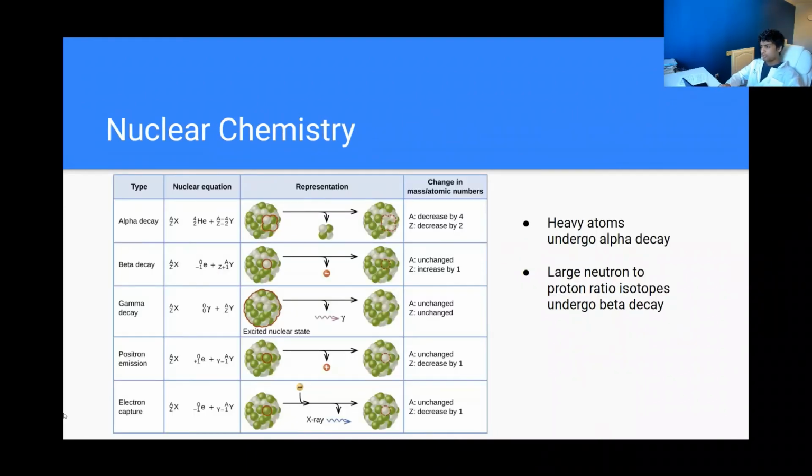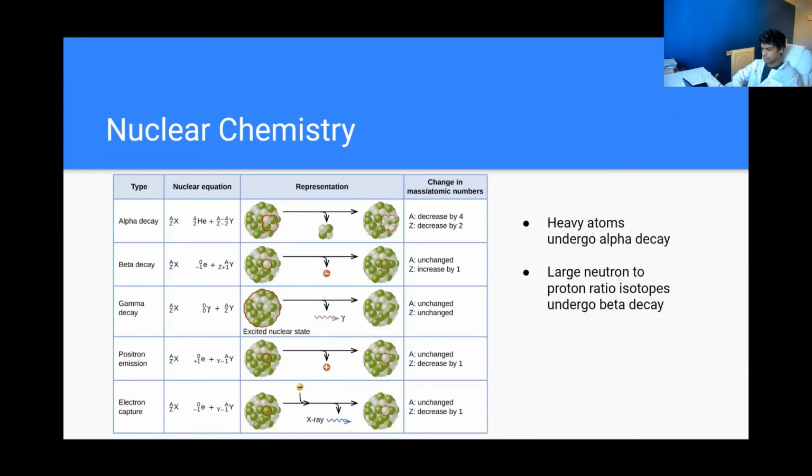Time for nuclear chemistry. This one appears, I think, once on every set of problems they give you. So in alpha decay, this usually happens for heavy compounds like bismuth, polonium, lead. So then usually you release a helium nucleus. And then beta decay is where you lose an electron.